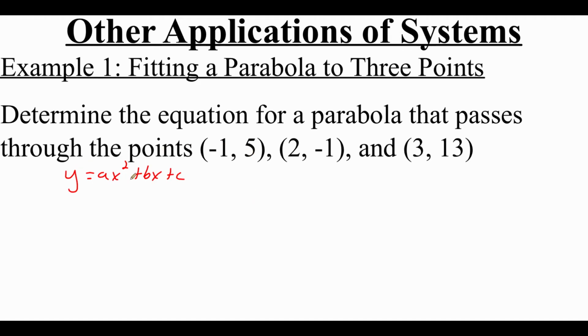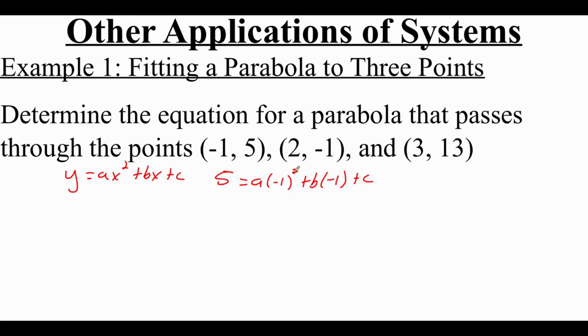What we're going to do is build a system of equations using these 3 points and that general form of a quadratic equation, to then solve and figure out what our a, b, and c values are. With this first point, I'm going to plug in that x and y value into the general form of our quadratic, and that's going to give me one of my equations for my system. So I plug in the 5 on the left-hand side equals a times -1 squared plus b times -1 plus c.